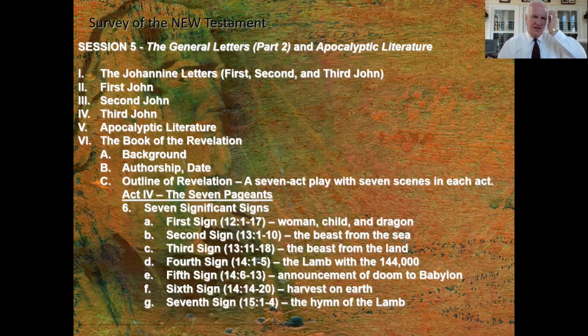The fourth act is the 7 pageants. And again, typical of John's style, John pulls out 7 significant signs, just as he had offered 7 signs in the Gospel of John. The first sign in chapter 12, the second in chapter 13, third, and so forth. And you can see the 7 pageants expressed in the 7 significant signs.